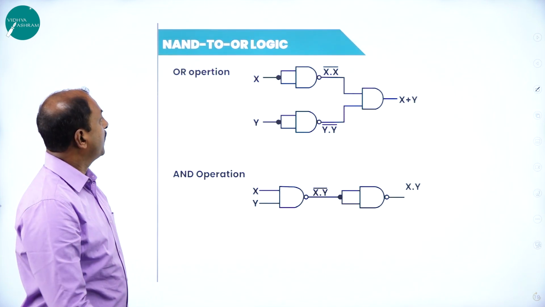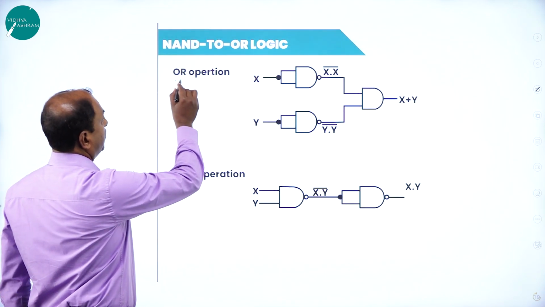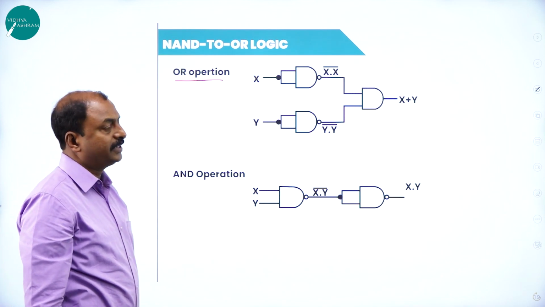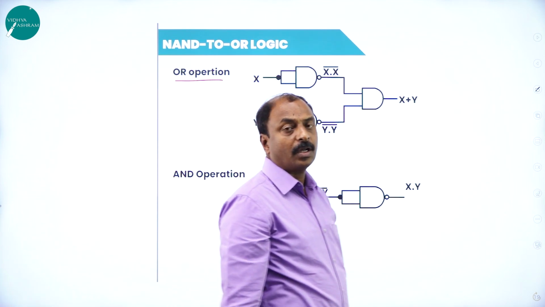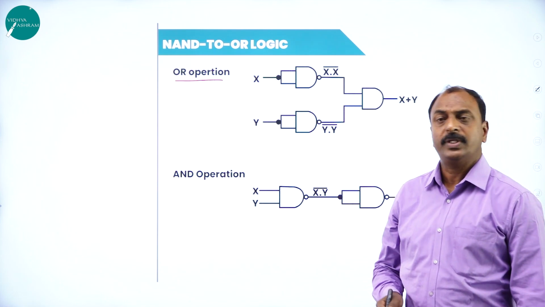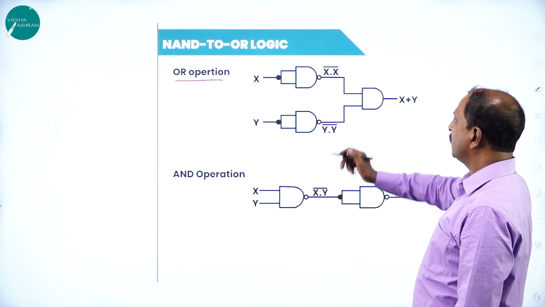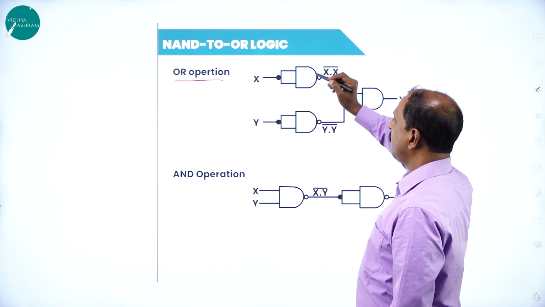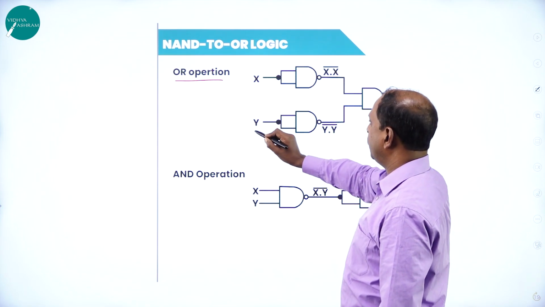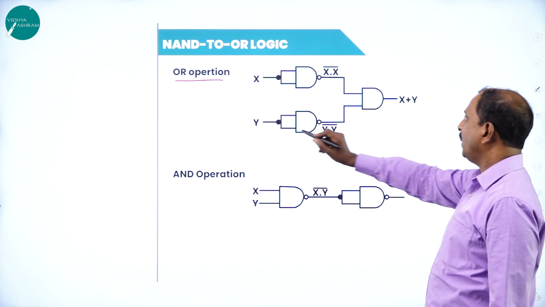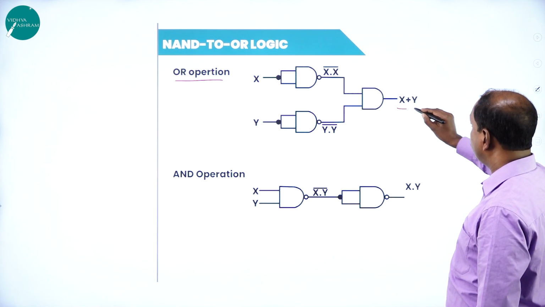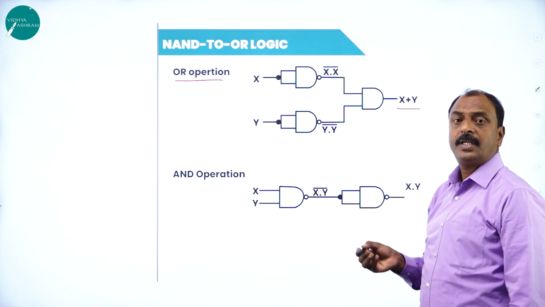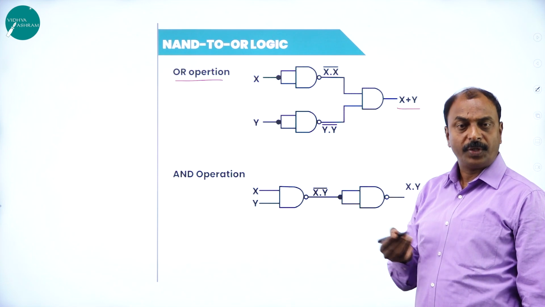Next one is the OR operation. How do we design the operation of an OR gate by using NAND gates? Here this is a NAND gate, and again one input is X and the other input is Y, and finally we have to get the answer as X plus Y, because in an OR gate there are two inputs.